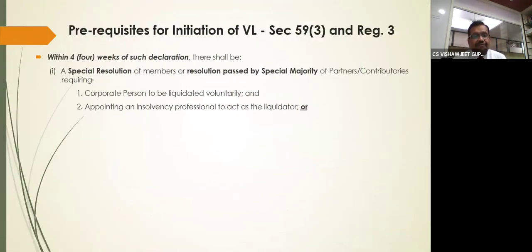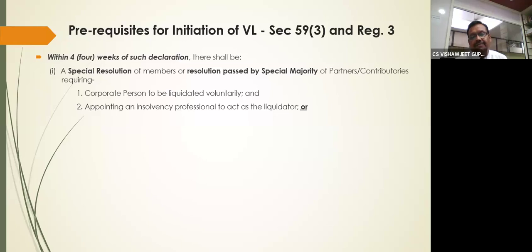Now, within 4 weeks from such declaration, suppose the declaration has been made today. So within 4 weeks from today, there shall be a special resolution of the members, because members are the owners of the company. Directors are in the driving seat, but the members, the shareholders of the company, are the main owners of the company. So within 4 weeks of making such declaration, there shall be a special resolution of the members.